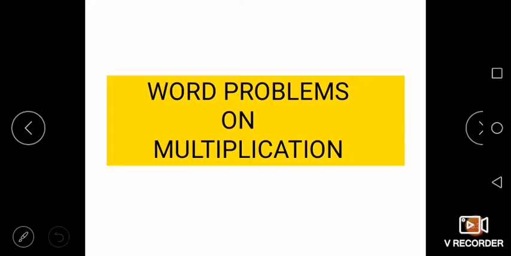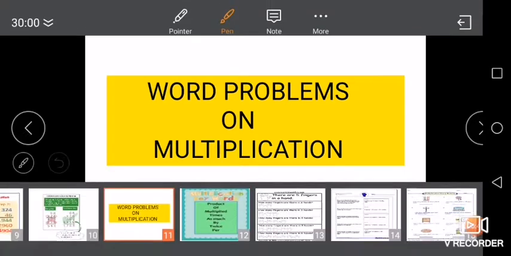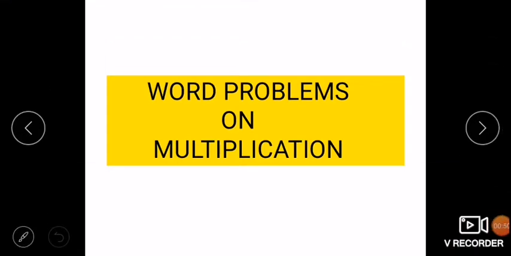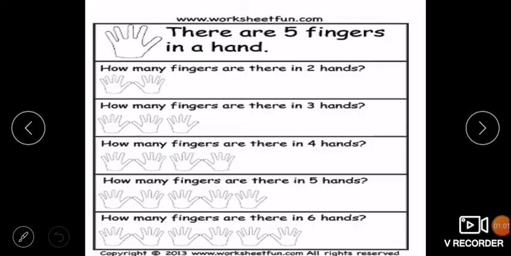For example, cost of each flower pot is 10 rupees. What will be the cost of 10 flower pots? That kind of question will be there. So right now we are going to do one simple worksheet on multiplication, and make the concept of multiplication more clear in your mind.